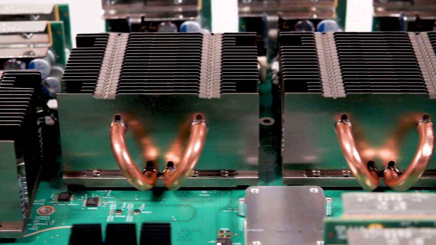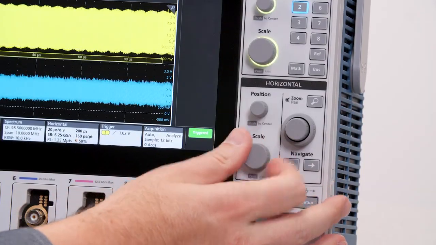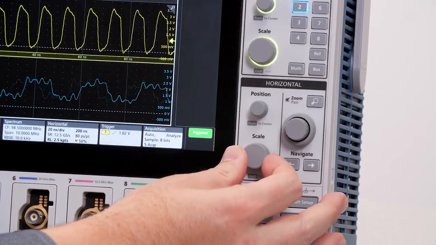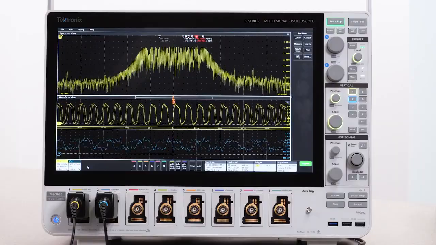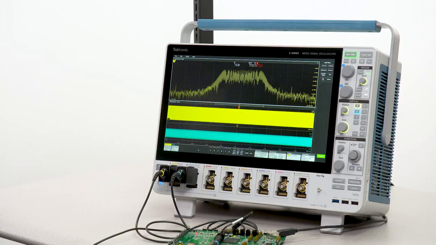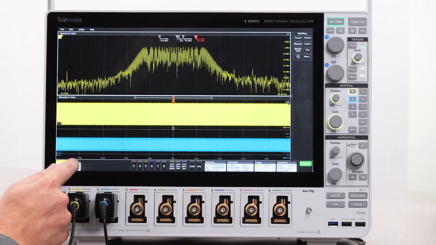Digital down converters are independent of time domain sampling. This lets you change the sampling rate and get better time resolution without affecting the spectrum at all. Unlike most spectrum analyzers, the 6 Series lets you look at spectrums on more than one channel.